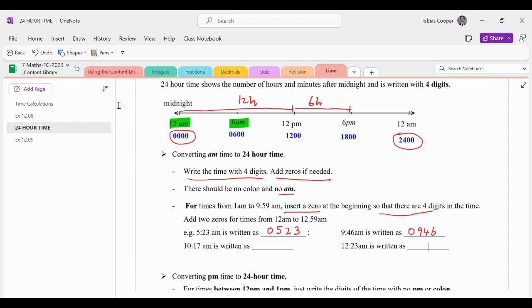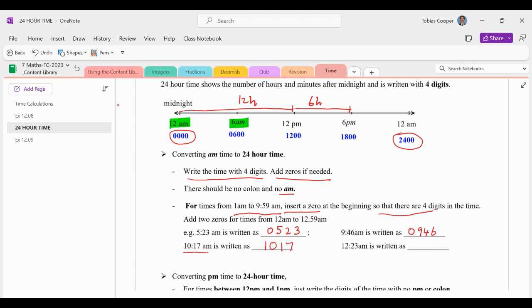Okay, so those first 2 questions are the times from 1 a.m. to 9:59 a.m. Remember, 24-hour time is how many hours and minutes it is after midnight. Now, what about 10:17 a.m.? Well, that's already got 4 digits, and it's AM. It's 10 hours and 17 minutes after midnight. So these are all just AM times.